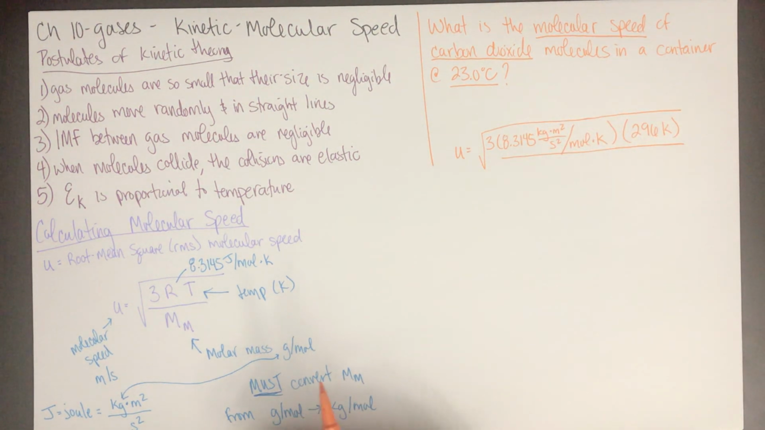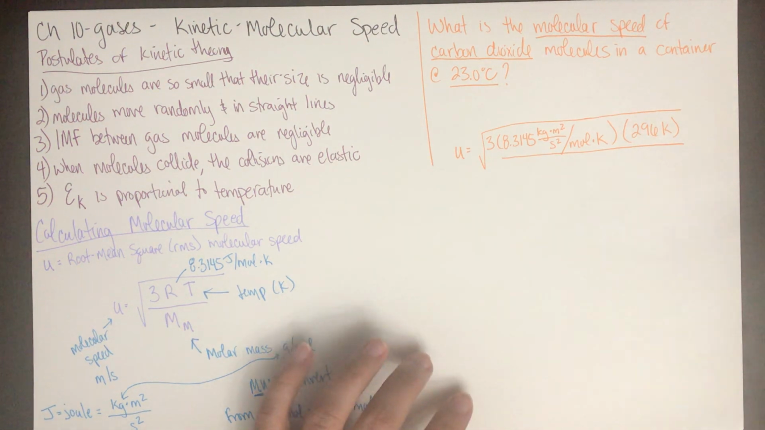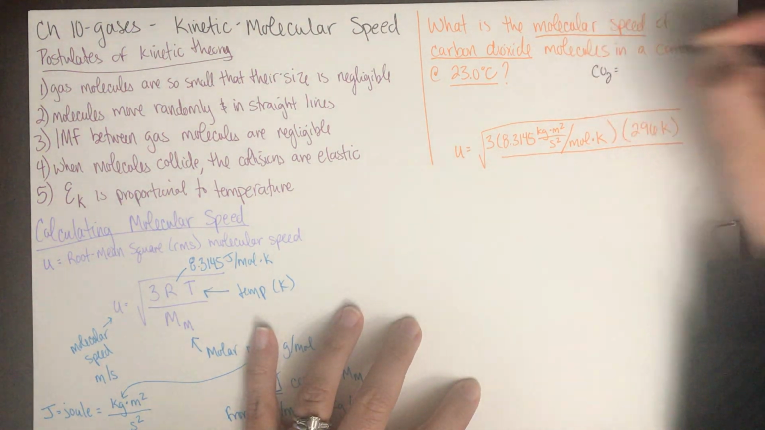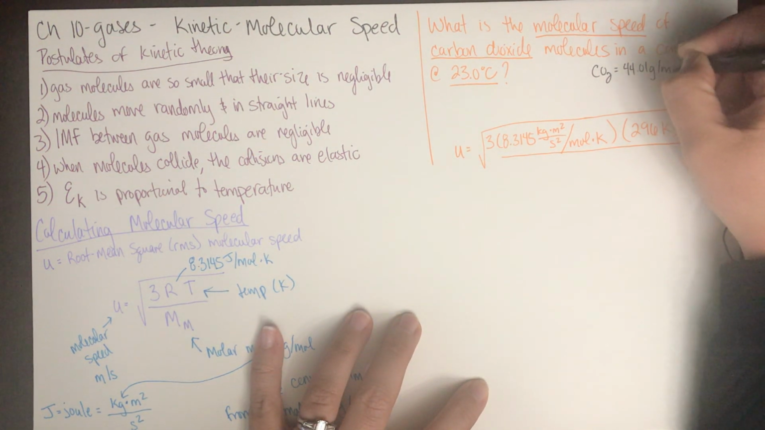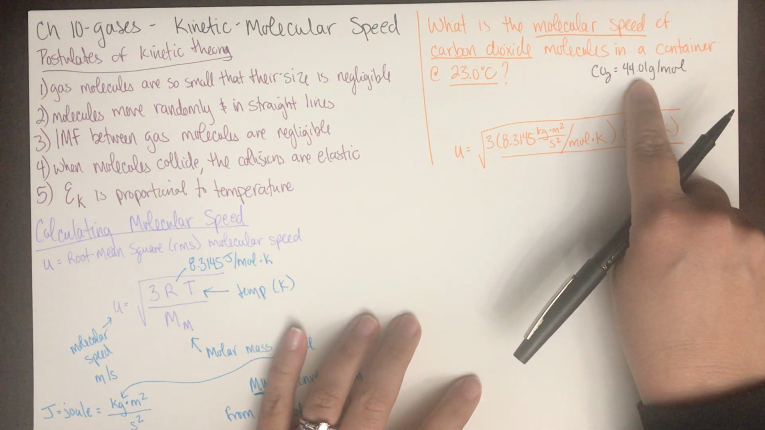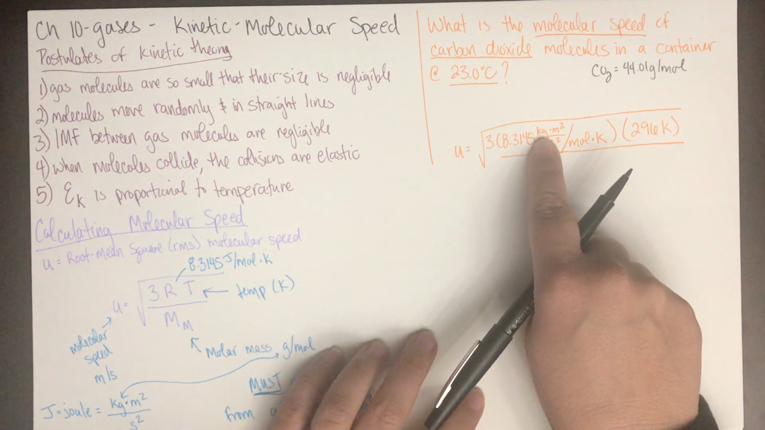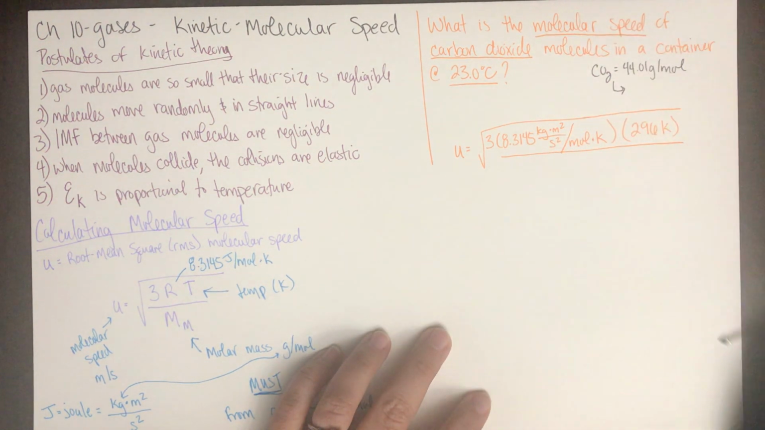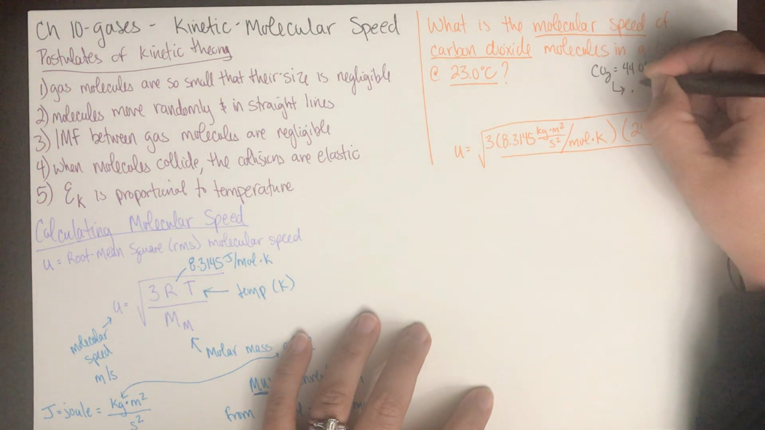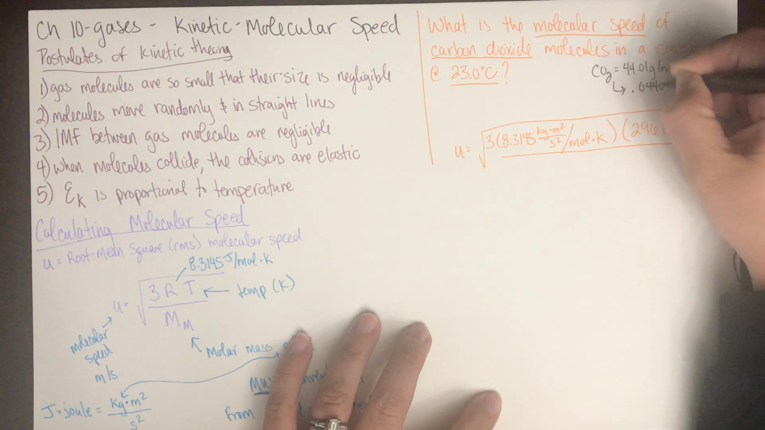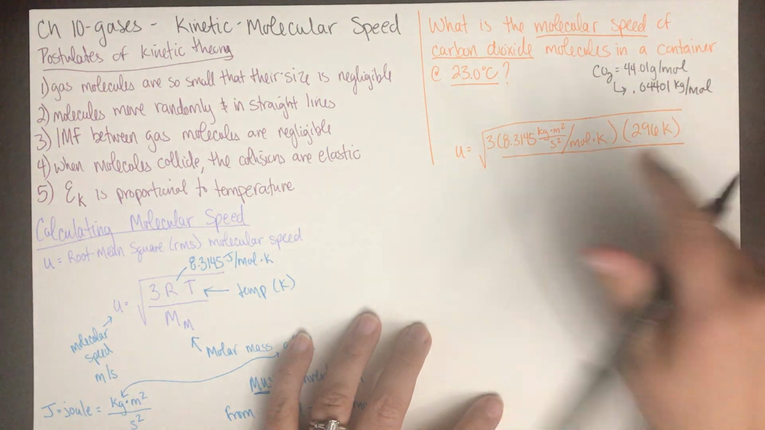So we need the molar mass of carbon dioxide. When you look up the molar mass of carbon dioxide, it's 44.01 grams per mole. You cannot use this, grams per mole, because this unit here of joules has a unit of kilograms in it. So you need to convert it to kilograms per mole. There are 1,000 grams in 1 kilogram. So this is 0.04401 kilograms per mole. That's what goes down here on the bottom.